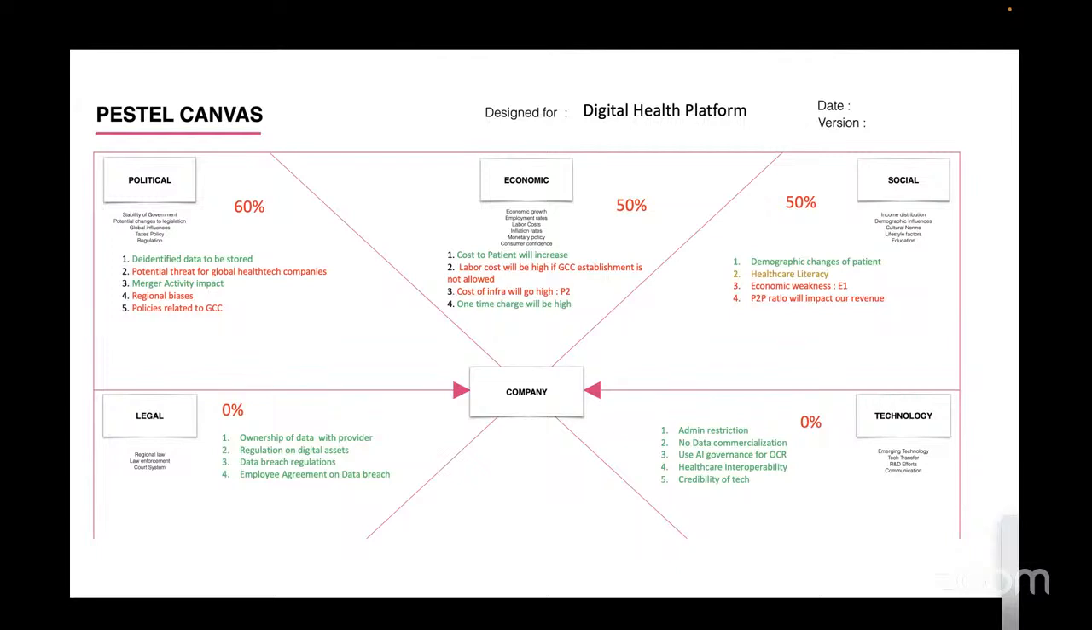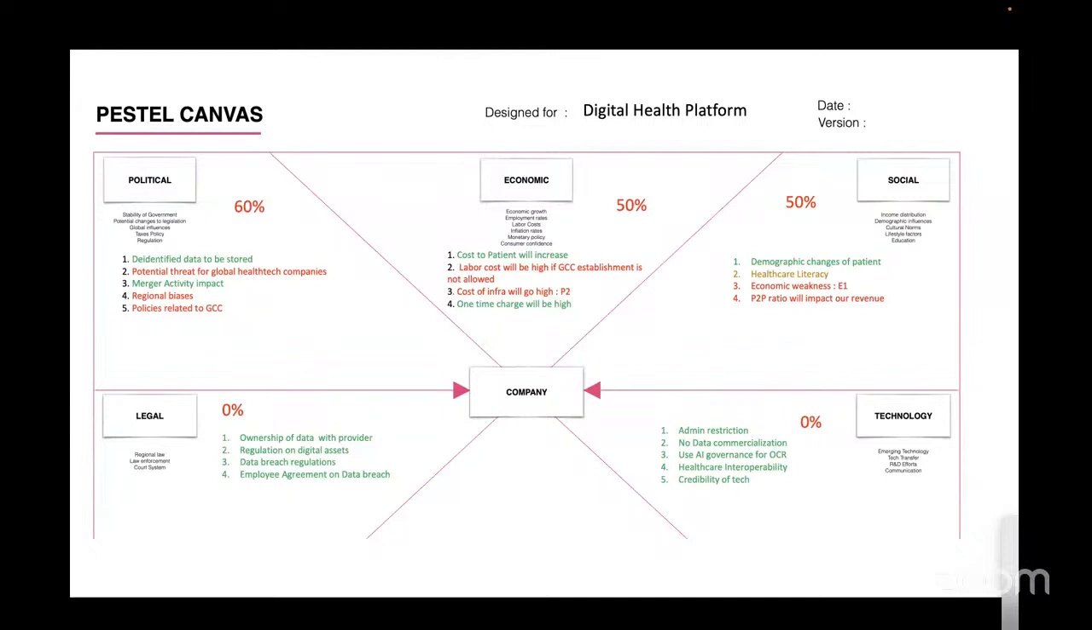Let's see the legal one, okay? In interest of time, regional law, law enforcement, and court systems. So these are the factors that you need to think about while developing a digital health platform. What are the things that we need to keep in mind?